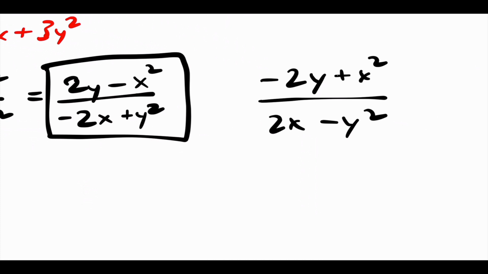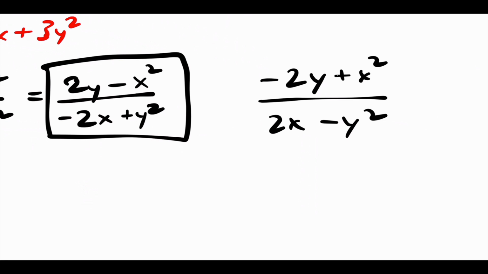All of the signs are different, right? In math, if everything is different, it's actually the same. Why? Because I could factor out a -1 up here, and I could factor out a -1 down here, cancel out the -1s, and don't I get this answer here? So it doesn't matter what side.